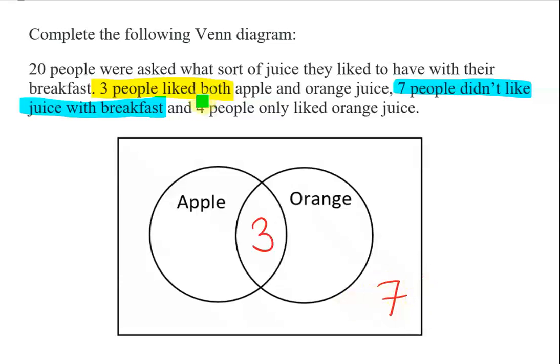And we also know from our question that 4 people only liked orange juice. 4 people just liked orange. So they're not in the overlap section where they like apple as well. They only like orange. So they go in here.